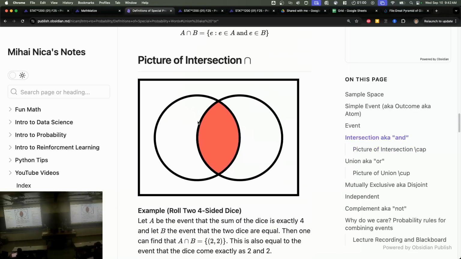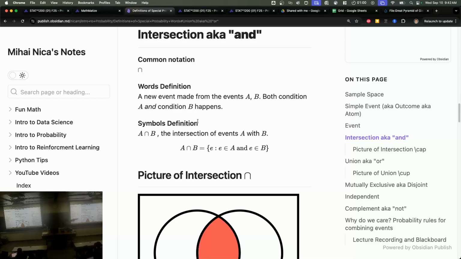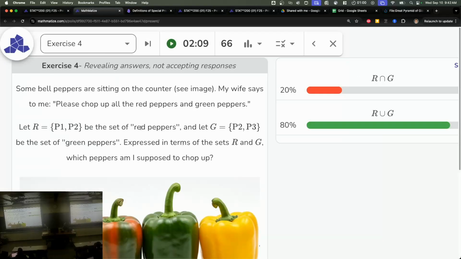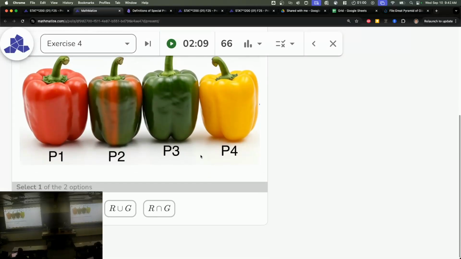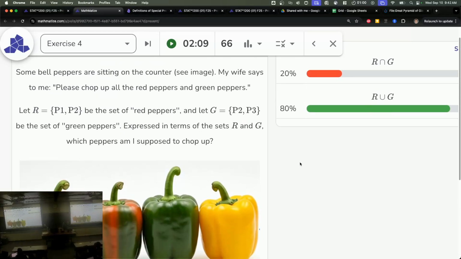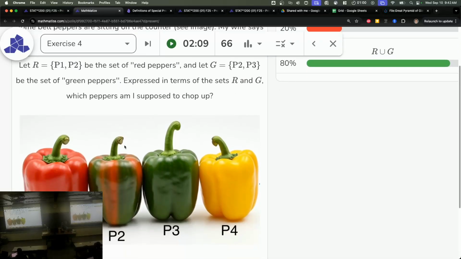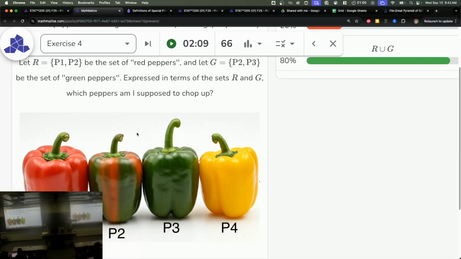An intersection in probability and in set theory means it satisfies all the conditions. It satisfies this condition and satisfies that condition. So for example, in our example, what would be R intersection G? That would be things that are both red and green. So part of P1, P2, and also part of P2, P3, that's exactly P2. So if you selected R intersection G, that would be cutting up only this one pepper. That is not the one that I was instructed to cut up.